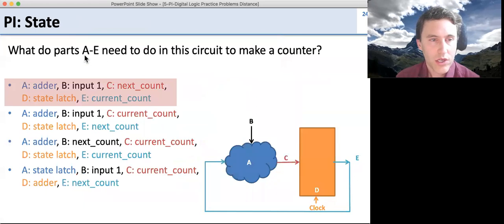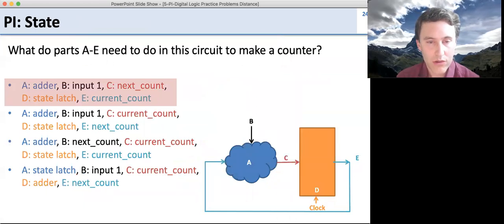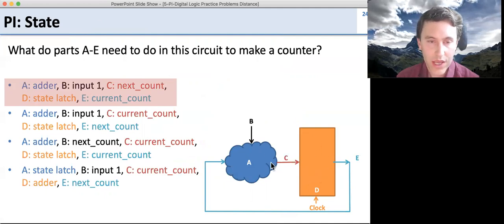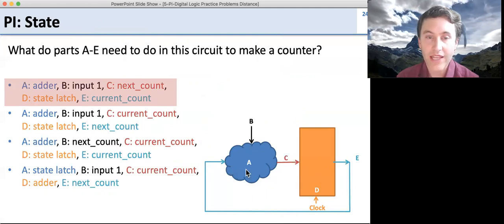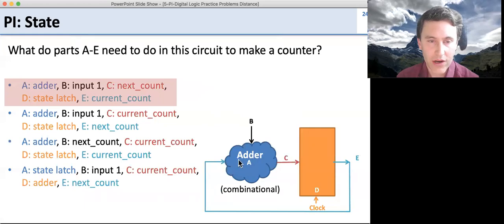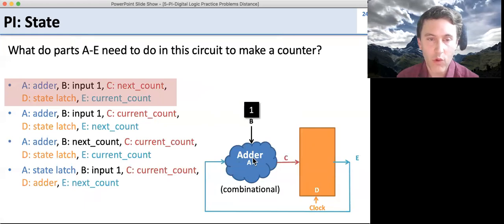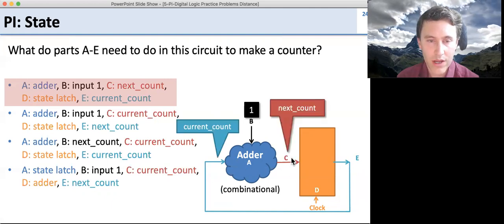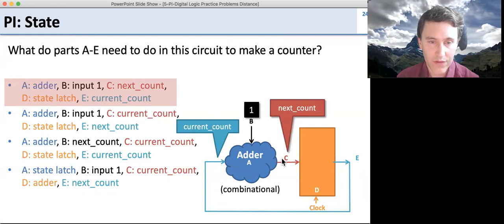Okay, so the question here, what do the parts in the circuit need to do to make a counter? So remember a counter, we're going to store the value in the latch, and we're going to have our next state logic, which adds 1 to it. So this is going to be an adder, it's combinational logic, and we're going to add 1. So we're going to take 1, and we're going to add it to the current value. So the current value is coming out of our latch, going into the adder, we add 1, and so then we get the next value coming out of that.